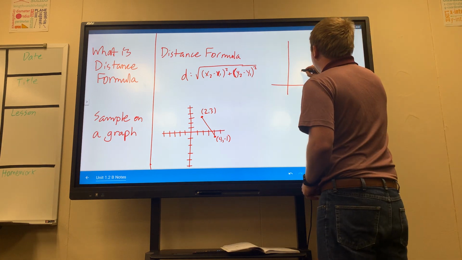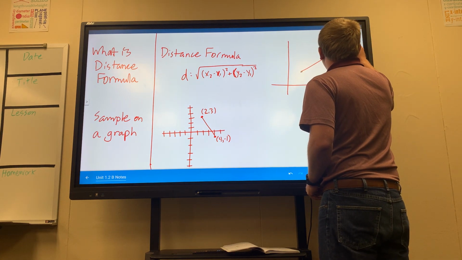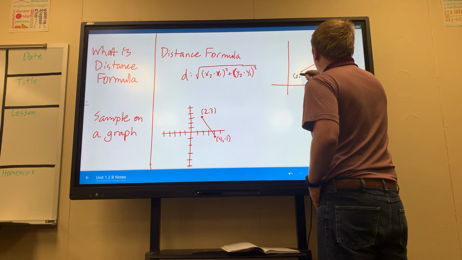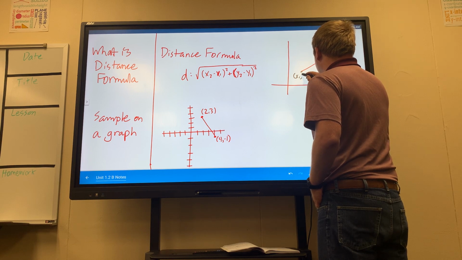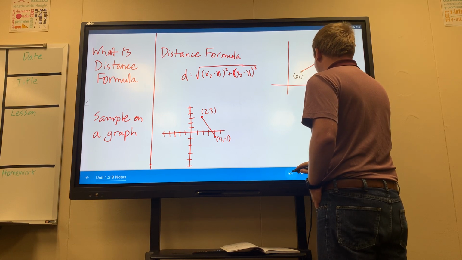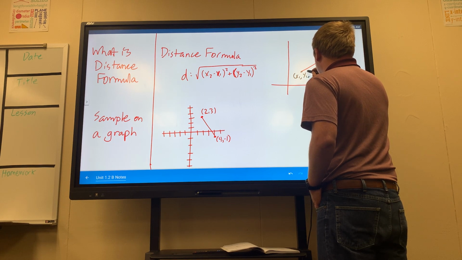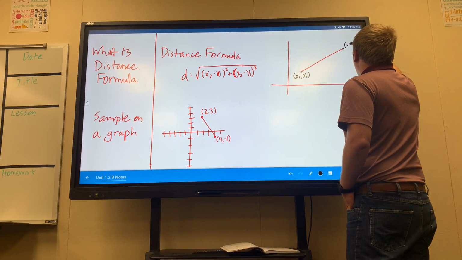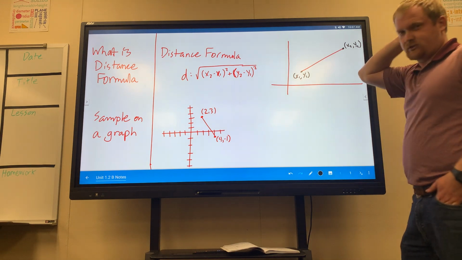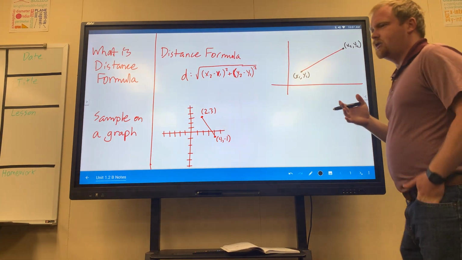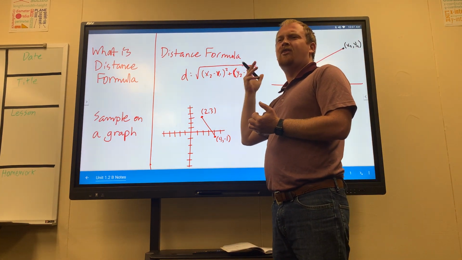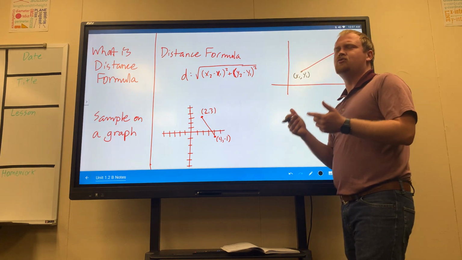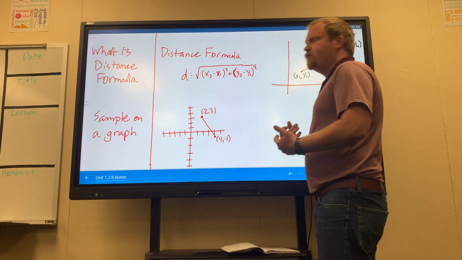Let's say I have these two points here. Let's say this is x1, y1, and this is x2, y2. I have those two points. What this actually comes from is the Pythagorean theorem. If you remember, it's a squared plus b squared equals c squared. And if you don't believe me, just watch.